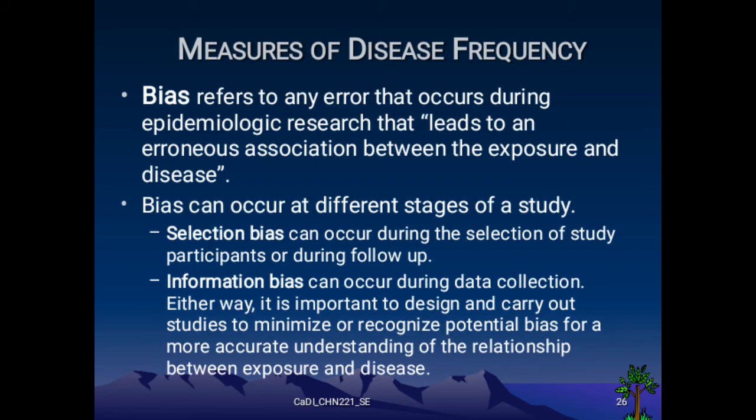Bias refers to any error that occurs during epidemiologic research that leads to an erroneous association between the exposure and disease. Bias can occur at different stages of the study. There's selection bias, information bias.